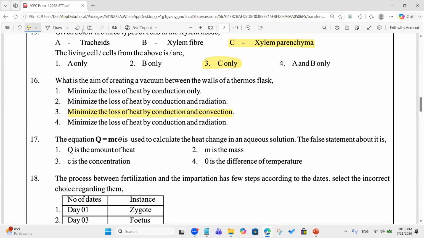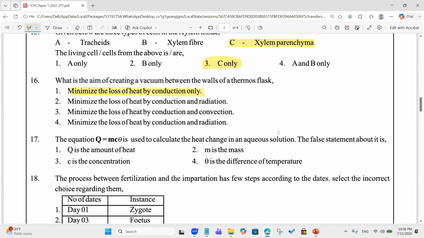Convection happens only in the upward direction, right? So it's prevented by the lid. So what is prevented by the vacuum mainly? Conduction. No, I think the best answer would be the first one. No, first one should be the answer.